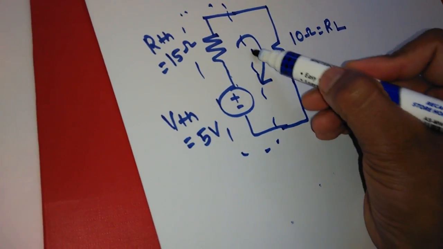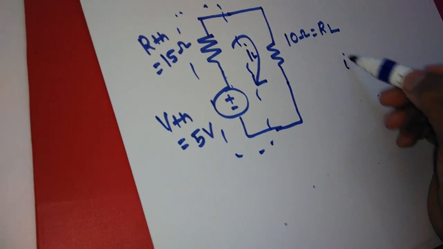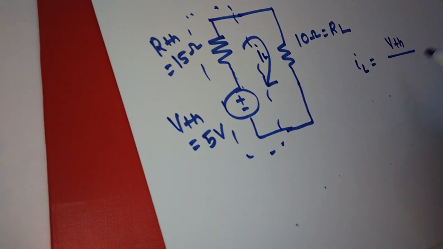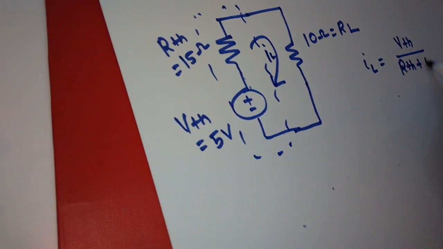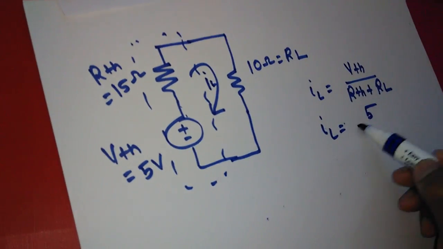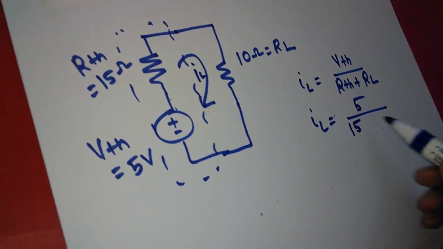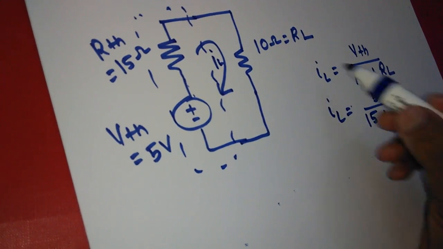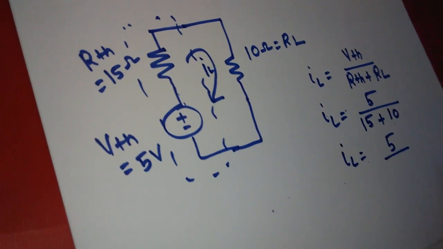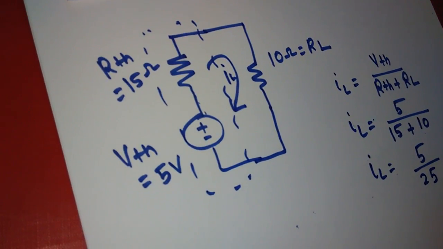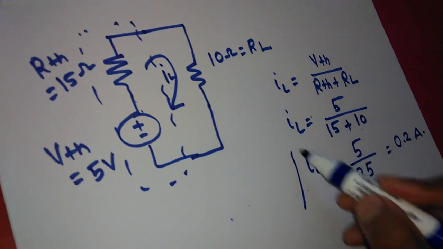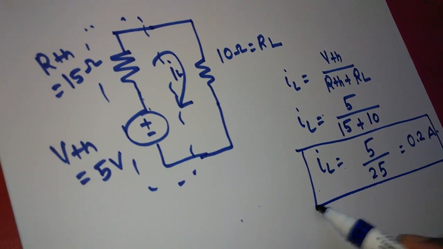Now we can find out the IL, or load current, easily by KVL, and that is equal to VTH upon RTH plus RL. Here VTH is equal to 5, upon 15 which is RTH, plus RL which is 10 ohm. So IL is equal to 5 upon 25, and that is equal to 0.2 ampere. So from this theorem we can find out the load current easily.